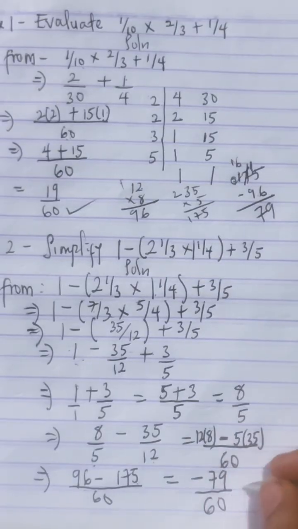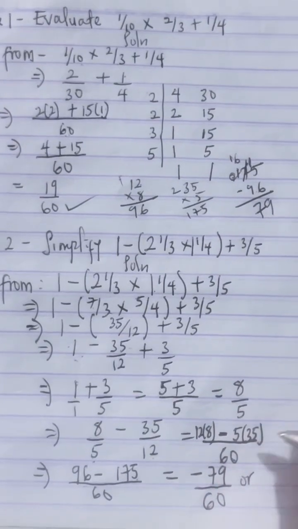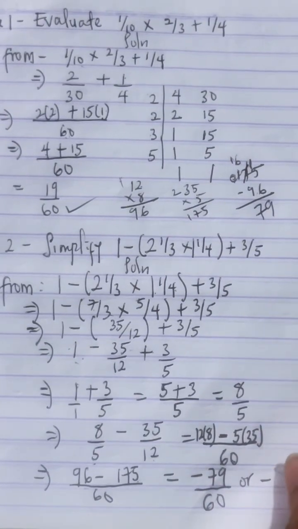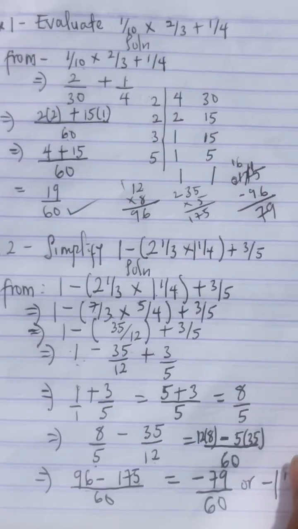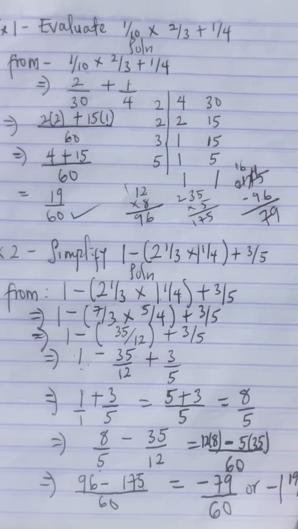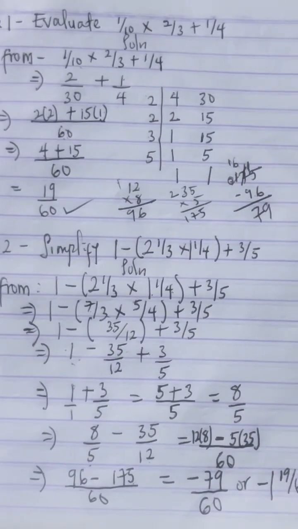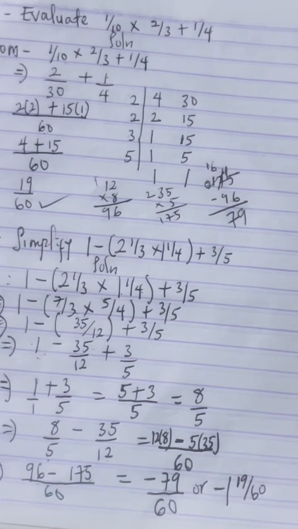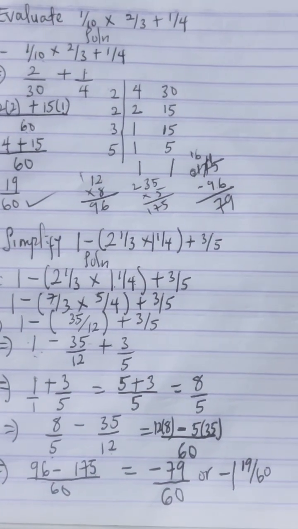Or 60 will go into 79 how many times? 1, right? So you have minus 1 whole number, remainder 19 over 60. Exactly. So minus 1 whole number, 19 over 60.